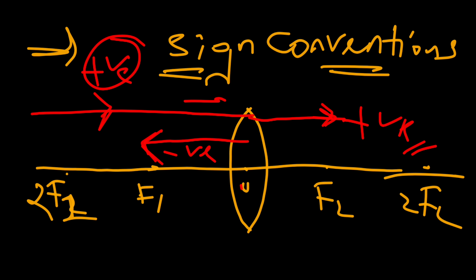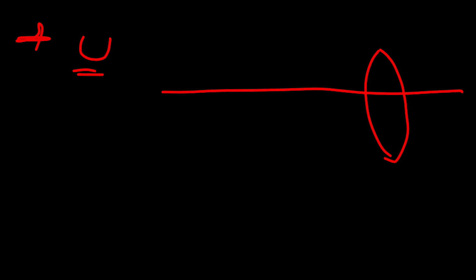Let me clear it one by one. Okay, let's start with this. The first situation is object distance, u. The object is always placed on the left side of the lens. So u is always negative.